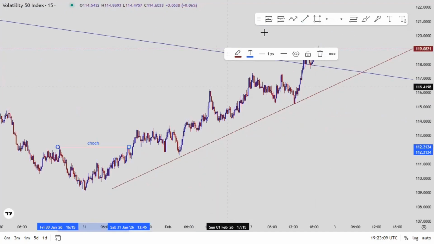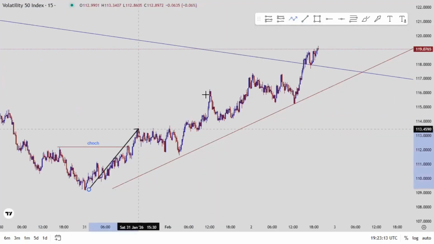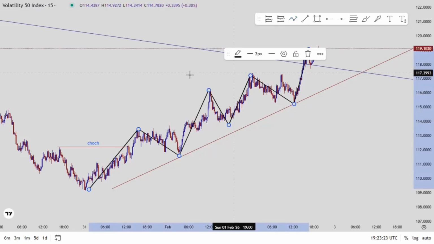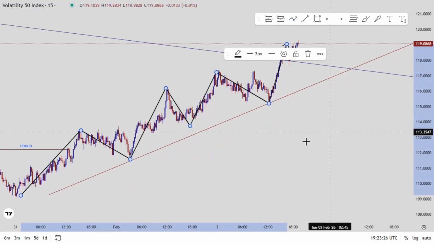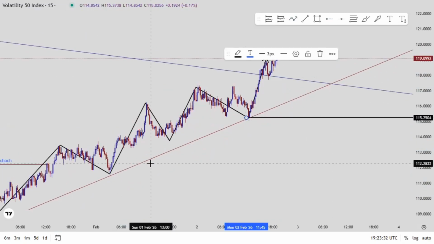Then since that time, this market has been creating a series of higher highs, higher lows, higher highs, higher lows, higher highs, higher lows, higher high, right? You can see that the market is still much uptrending on this particular time frame. The last low we have is exactly at this particular level. So this is my trick here.